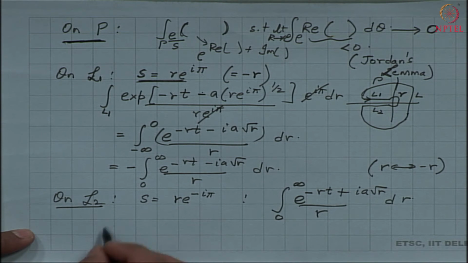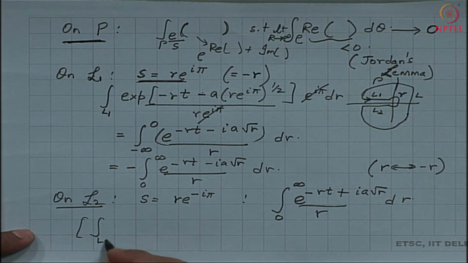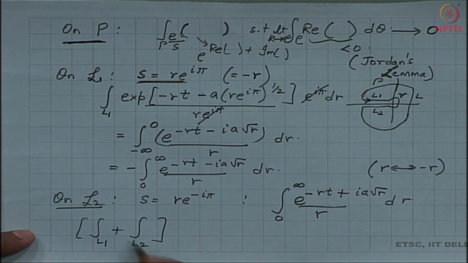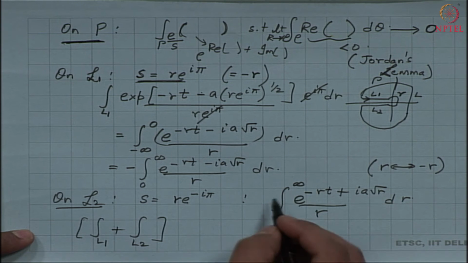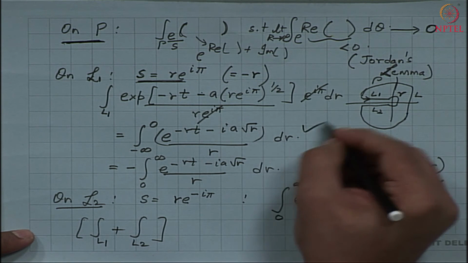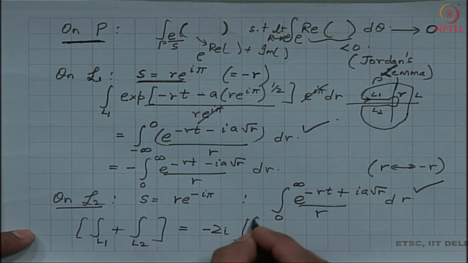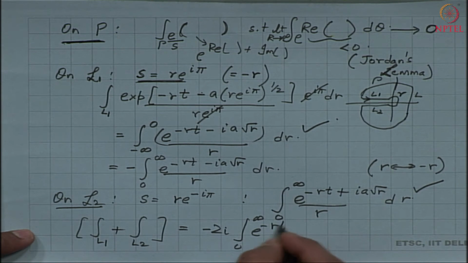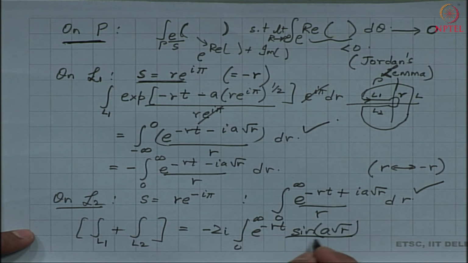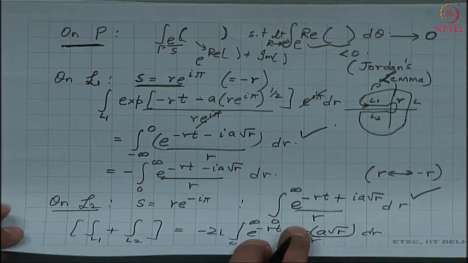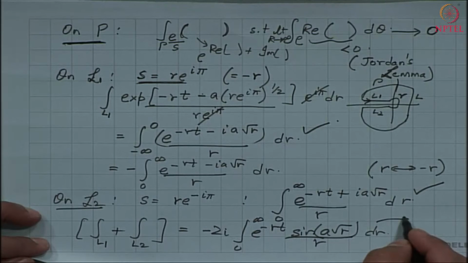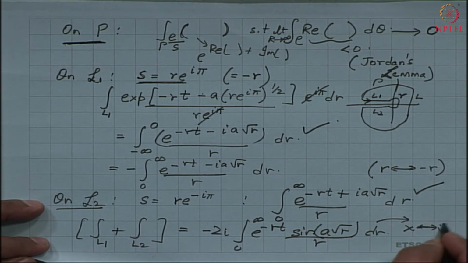Now, when I add the integral over L1 plus the integral over L2, because that is what I have to eventually do, I get my answer to be equal to negative 2 I times the integral from 0 to infinity of e to the power minus r t sin a square root r divided by r dr. Then I can do a change of variables: replace x to be equal to square root r.